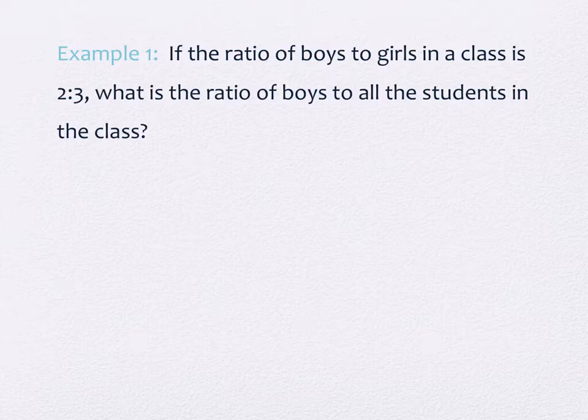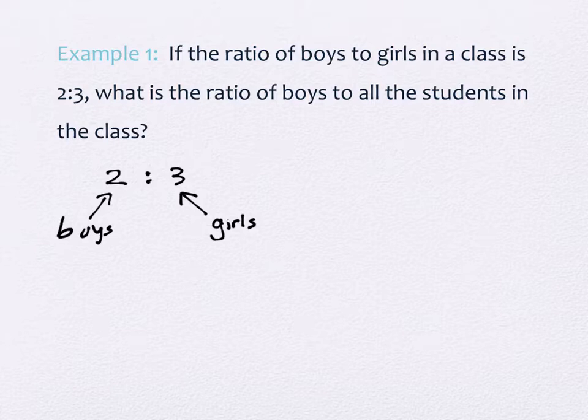So what this is saying, when I have 2 to 3, is that for every 2 boys, there are 3 girls. It doesn't mean there's 2 boys and 3 girls, right? But for every 2 boys, there are 3 girls. And so how many students would that equal in total, the 2 boys and the 3 girls combined? 5. So this is a comparison with 5 students. So for every 5 students, we have 2 boys and we have 3 girls.